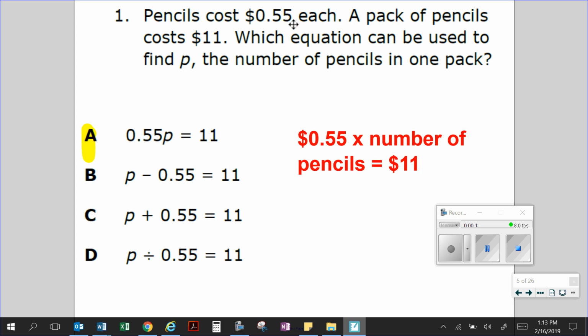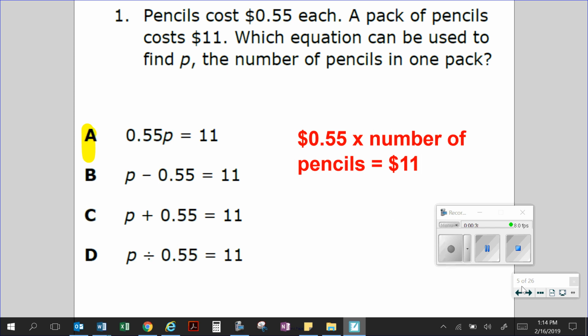Pencils cost 55 cents each. A pack of pencils costs $11. Which equation can be used to find P, the number of pencils in one pack? All right, let's think. What type of relationship is this? If one pencil costs 55 cents, two pencils will cost $1.10, three pencils would cost $1.65. So what is that relationship? Is it adding, subtracting, multiplying, or dividing?